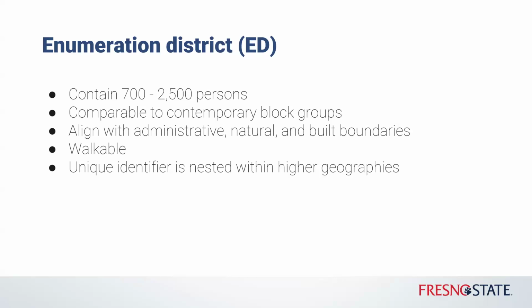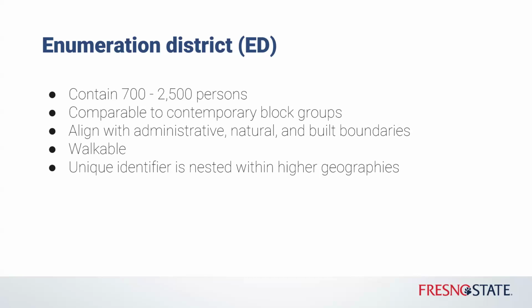They typically align with administrative, natural, or built boundaries. In urban centers, you'll find that enumeration districts follow street boundaries in pretty logical ways. Outside of urban centers, they might follow township boundaries, rivers, or railroads. It makes it easier to map that boundary because you have these visible landmarks that in many cases are still there to follow as you're drawing the boundary. They were designed to be walkable because these were the districts the enumerators would work within as they were conducting the census.